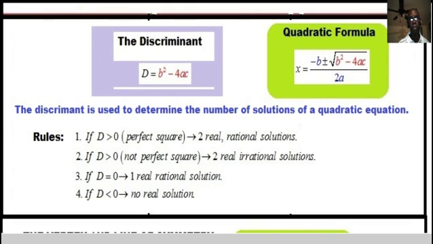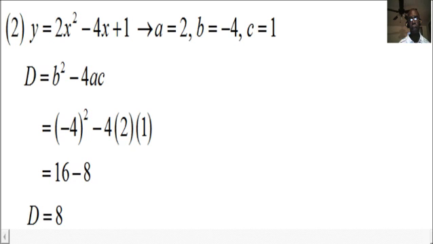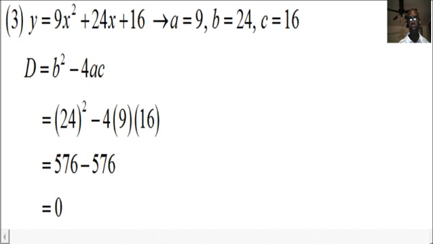If the discriminant equals 0, this tells us that the quadratic equation has only one real solution. Let us look at an example. Given the quadratic function, y equals 9x squared plus 24x plus 16, a equals 9, b equals 24, and c equals 16.